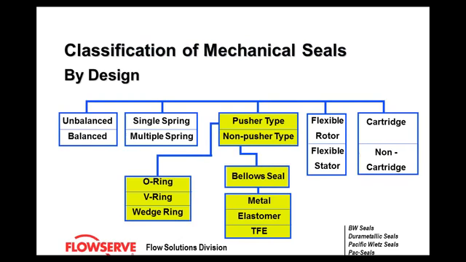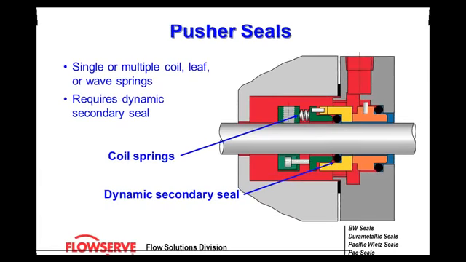Now we're going to talk about the differences between a pusher and a non-pusher. Pusher seals. Again, going back to that dynamic secondary sealing area, the dynamic O-ring. Anytime you have a mechanical seal that has a spring of any sort, multiple springs, single springs, leaf springs, wave springs, it doesn't matter. If it has that combination with a dynamic secondary seal, a dynamic O-ring, that is a pusher seal. Pusher seals are one of the most common.